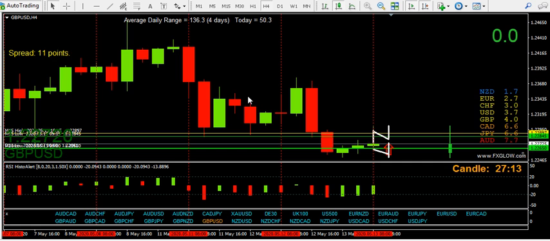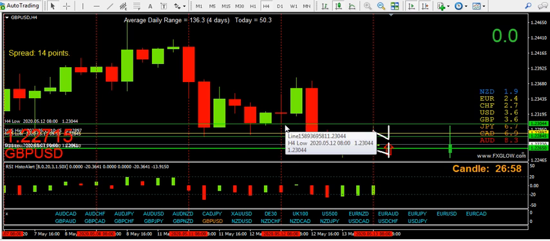Simple: low, high, high, low, high, high, high, low, lower high, lower low, and close. Boom. This will be a massively significant level if price breaks up, because that is the critical level that you needed to break and close through.